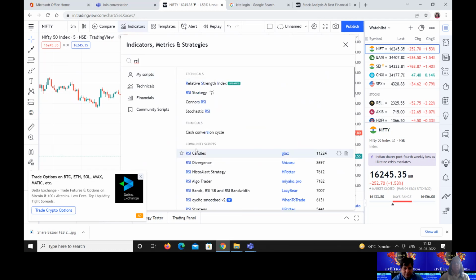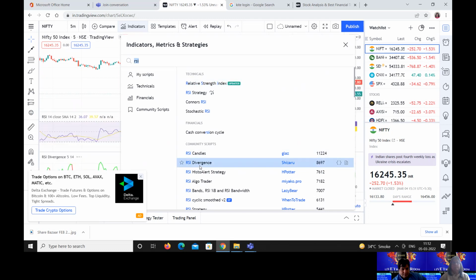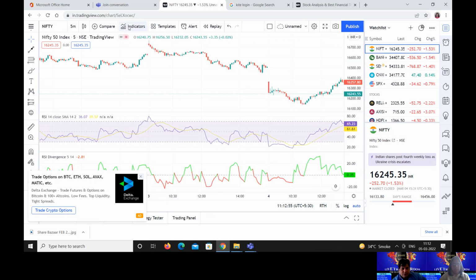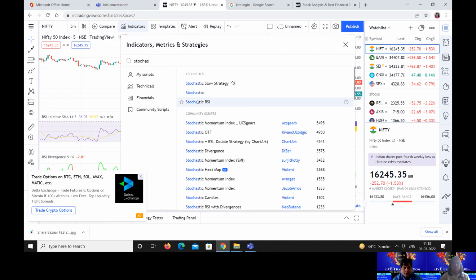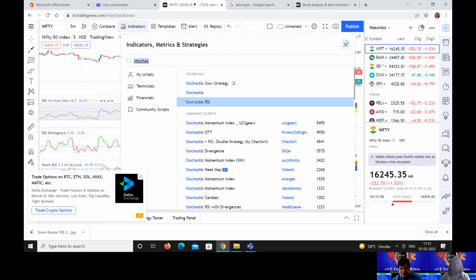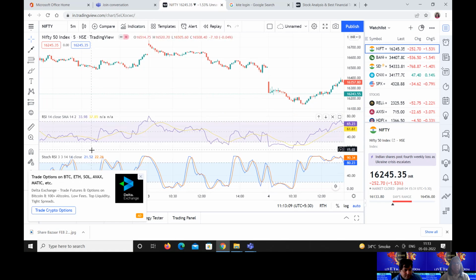Are you the one that we use, the RSI? Yes, the Relative Strength Index. Yeah, okay. Another that I personally use is the stochastic RSI. It's a combination of the tools that I use basically. These are the two tools that I use in combination.